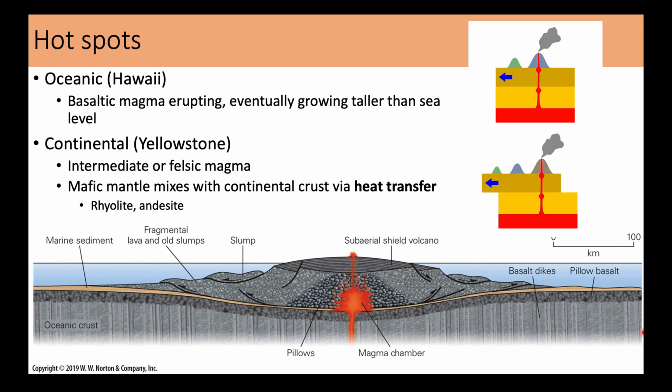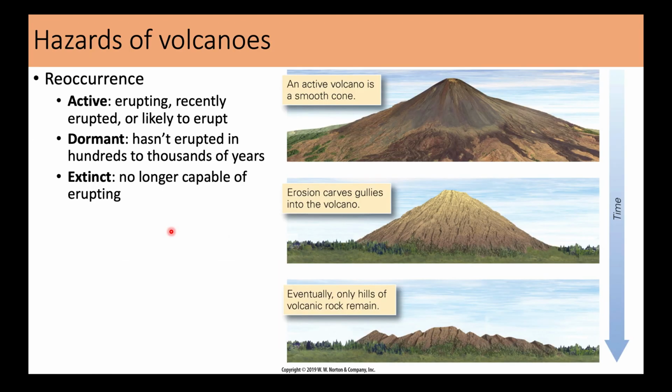Hot spots, of course. We can have two types, oceanic or continental. An oceanic hotspot would be Hawaii, as an example. And then we also have continental hotspots, for example, Yellowstone. In an oceanic hotspot, we would expect to have basaltic magma because we are looking just at oceanic crust. However, at a continental hotspot, we would expect intermediate or felsic magma because we are erupting through continental crust. That continental crust is mixing, mostly due to heat transfer of the magma chamber beneath. So we're going to have more of an intermediate or felsic magma there with continental hotspots erupting.